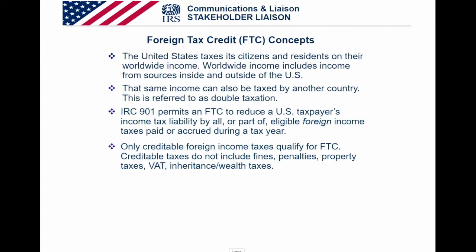The FTC reduces a U.S. taxpayer's tax liability only on that double taxed foreign source income by all or just a part of the foreign income taxes paid or accrued during a tax year. And why do we say all or a part? It is because FTC, again, is subject to a limitation, which we'll talk about in a little bit. The limitation basically is a lesser of the foreign tax paid or accrued or the U.S. tax on that foreign income.